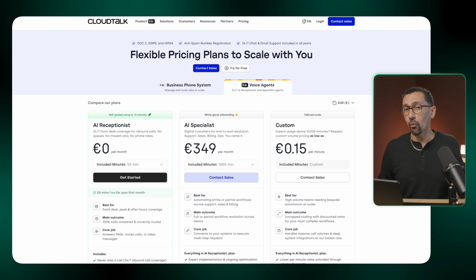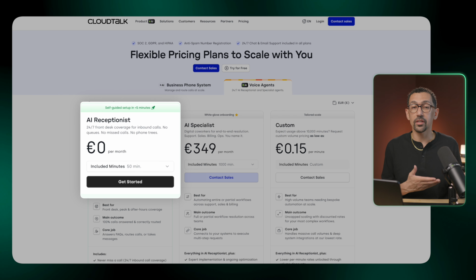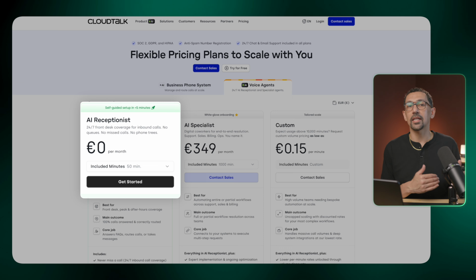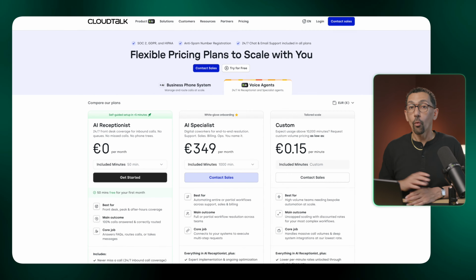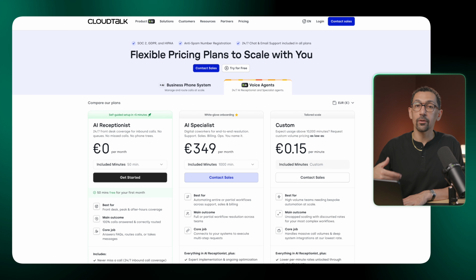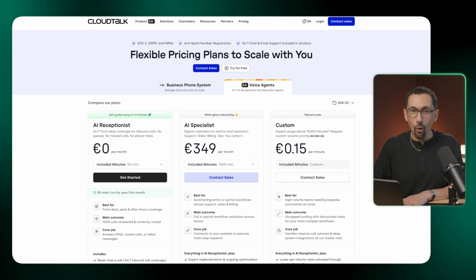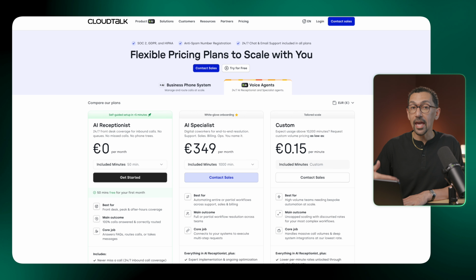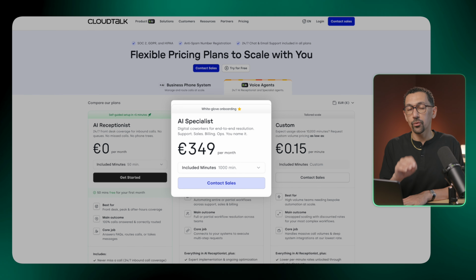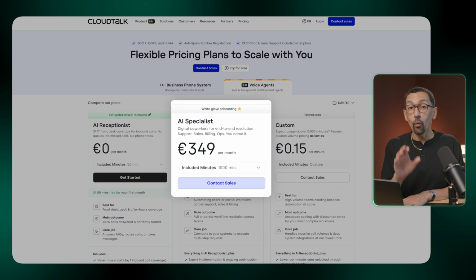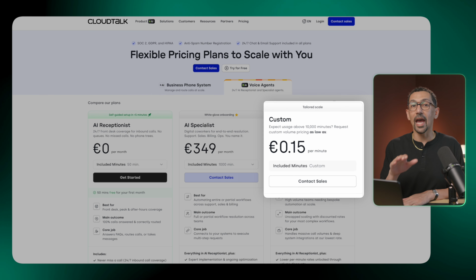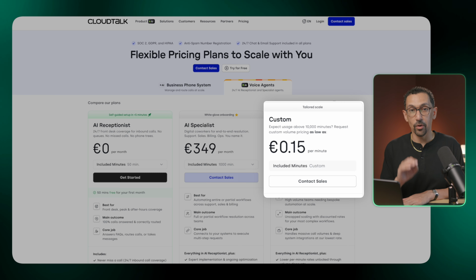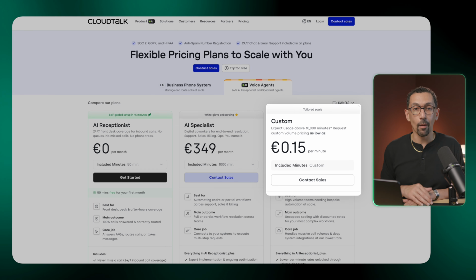If you're just testing the waters, there's a free AI receptionist tier that is gonna give you 50 minutes in your first month for inbound answering, FAQs, and routing. With the full AI specialist, which handles multi-step workflows, lead qualifications, appointment bookings, and payment processing, this starts at $349 per month with 1,000 minutes included. And high volume teams doing 10,000 plus minutes get custom pricing as low as 15 cents per minute. And everything is included in that pricing.